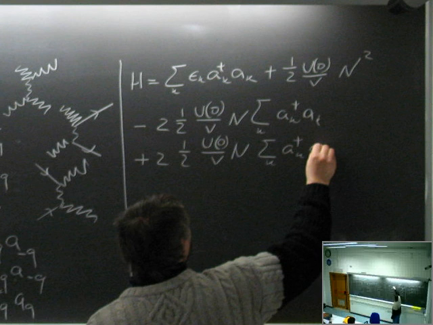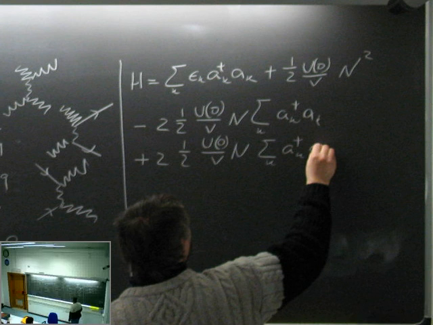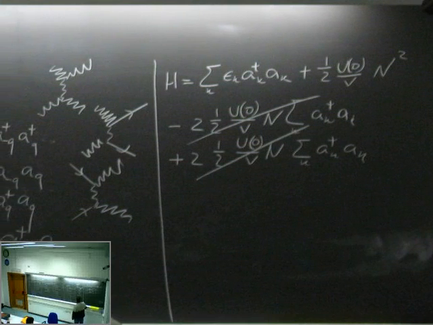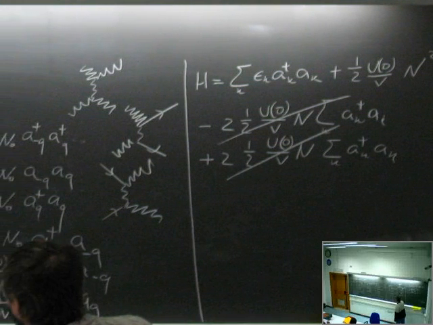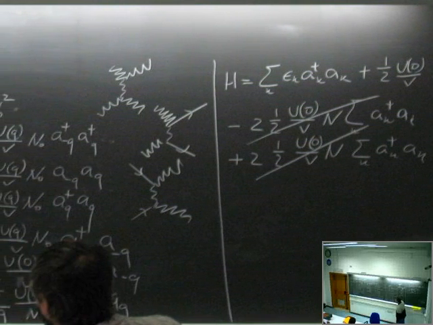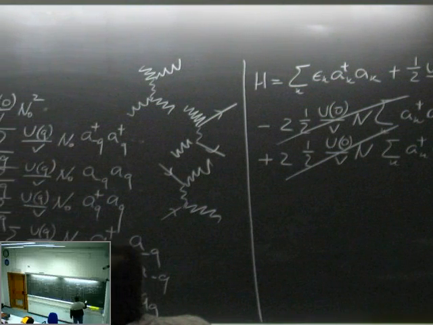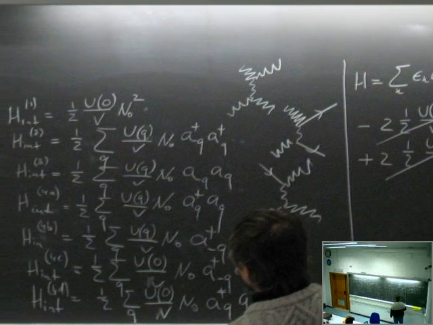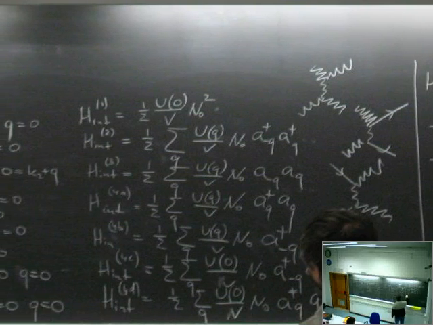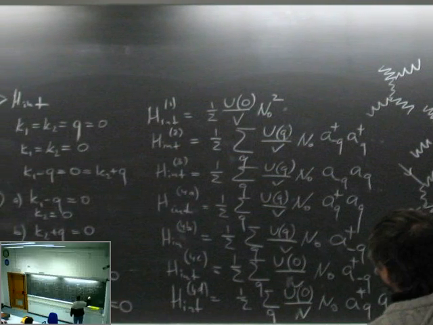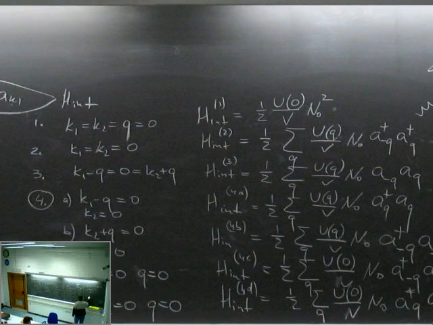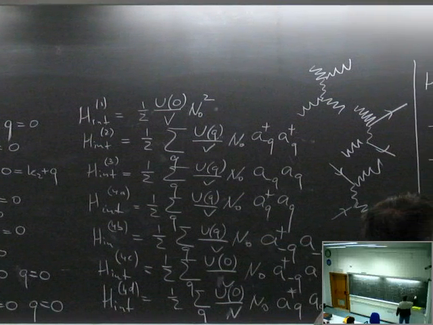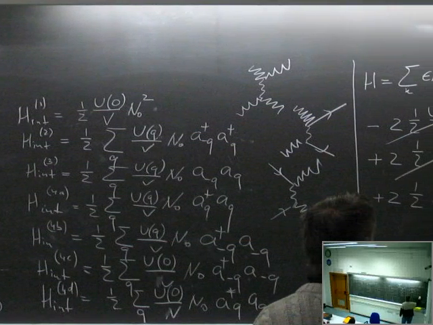Then I have 1, 2, 3, 4 more terms. I will write them down as these terms are identical if I replace Q to minus Q, and of course my potential is depending on the modulus of Q, not the vector of Q. I have isotropic situation, so this is plus 2 times 1/2 sum over K U K over V N A dagger K A K.